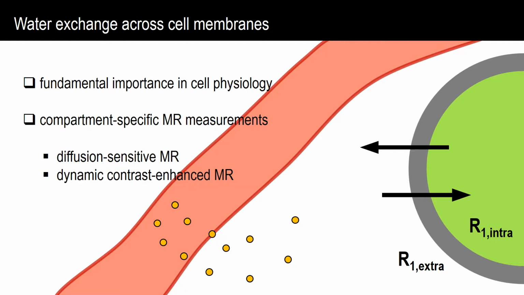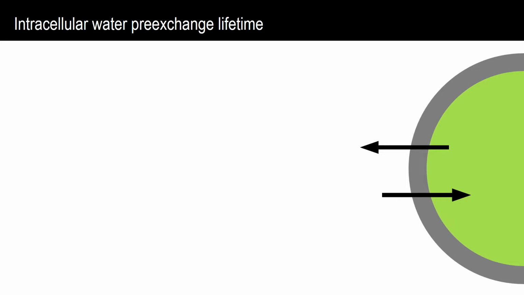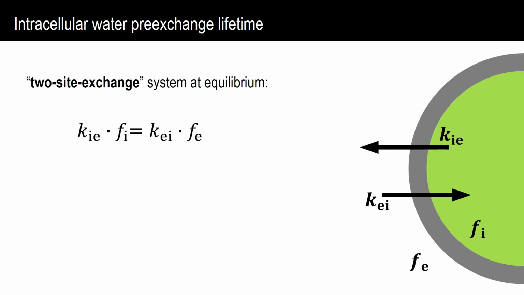The target of our paper, the intracellular water pre-exchange lifetime, is a very commonly used parameter to describe the timescale of the transatomal water exchange. In a widely used two-site exchange model, the water transit along either direction across the cell membrane is assumed to be a first-order exchange process, and the associated exchange rate constants are denoted here KIE for the intra to extracellular direction and KEI for the opposite direction.